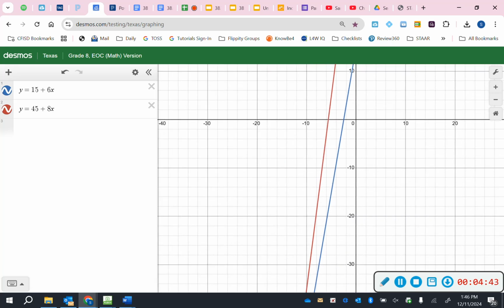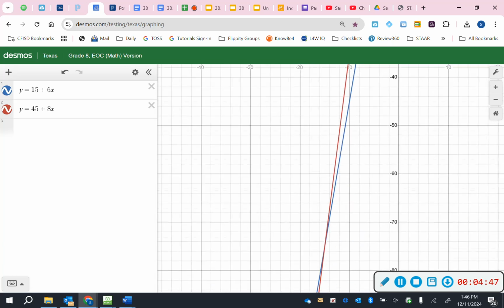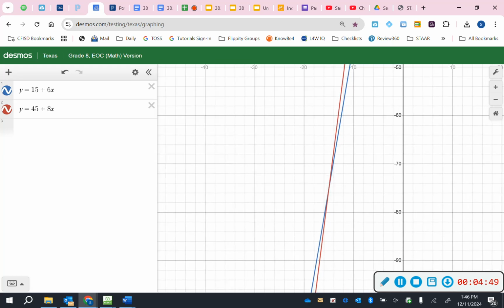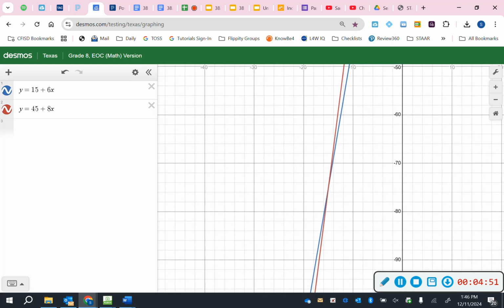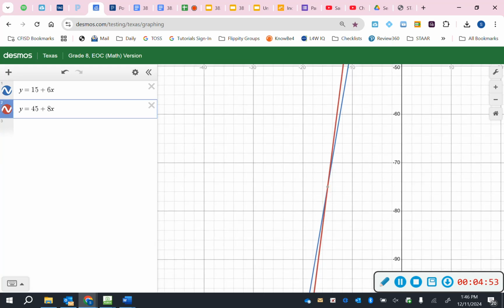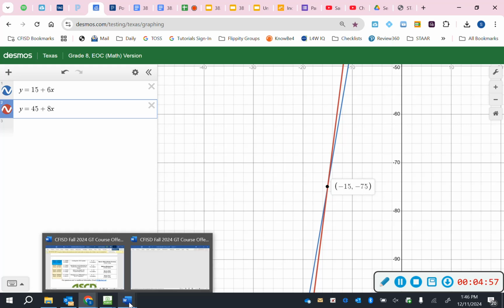I'm going to go look at where they cross. Well, you can tell going towards the bottom is where they're getting closer. So I'm going to go, go, go. Tap with my finger literally on the screen where I think they cross, and a dot will pop up. These cross at -15, -75. My answer is the first number. X equals negative 15.